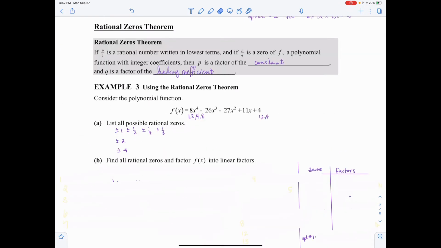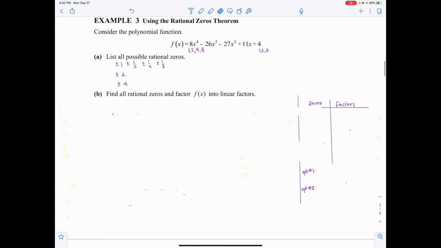All right, now that we have our possibles list, let's move on to part B, which is asking a different question. It says to find all rational zeros. This is not just the possible zeros. This is the actual zeros. Remember, x-intercepts.